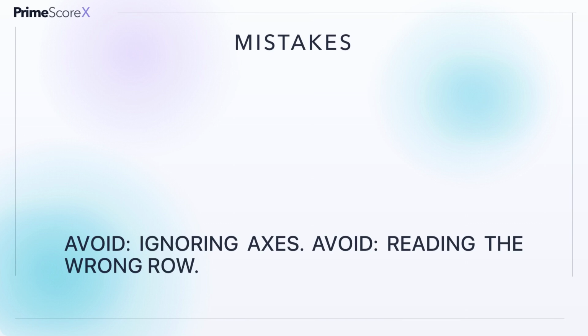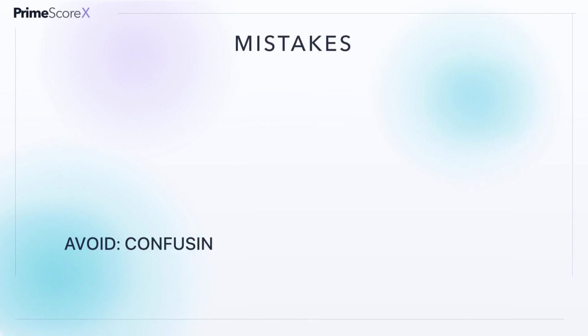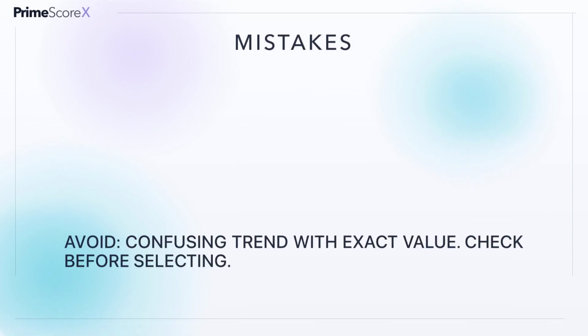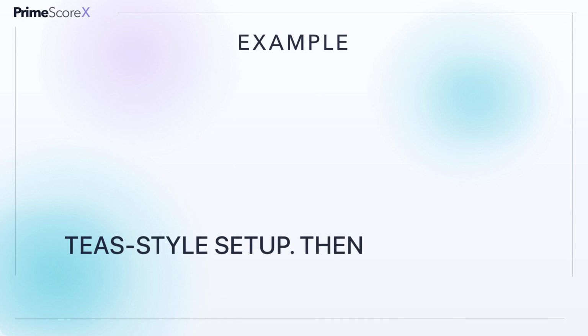A common mistake is ignoring axes. This usually happens when a student recognizes the topic but does not check the actual question. Another mistake is reading the wrong row. Rushing the middle of the problem can create an answer that feels right but does not match the structure of the item. Another trap is confusing trend with exact value. This is especially dangerous on TEAS math because the answer choices may include common intermediate results. Before selecting, confirm that your answer is not just a number you produced, but the number the question requested.